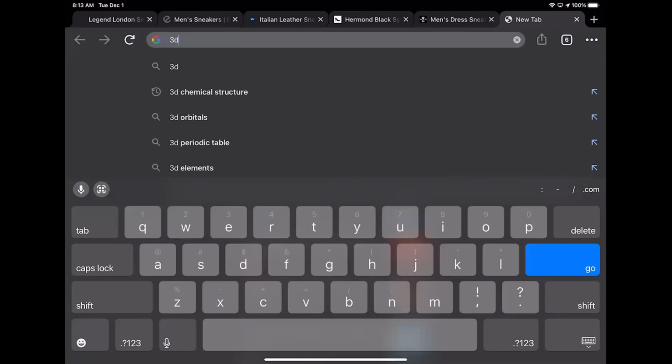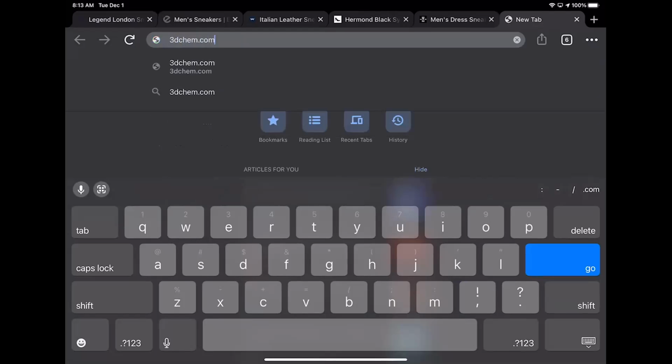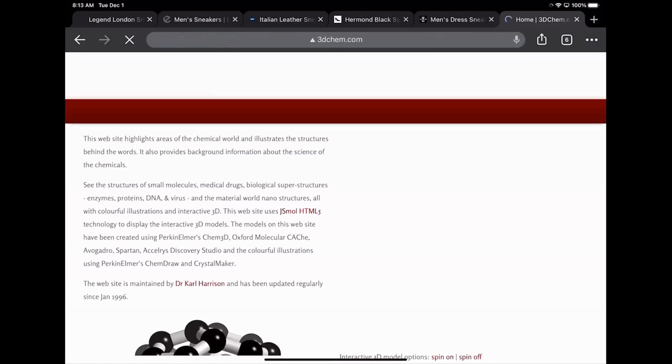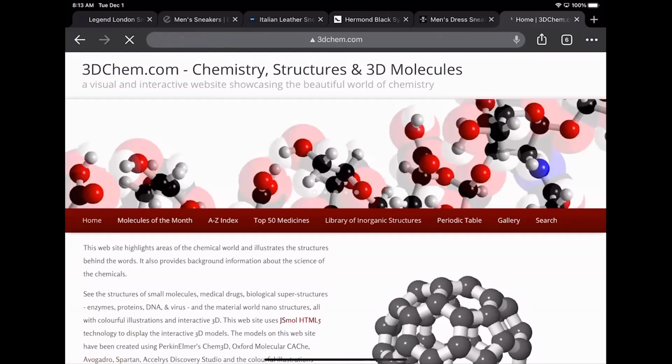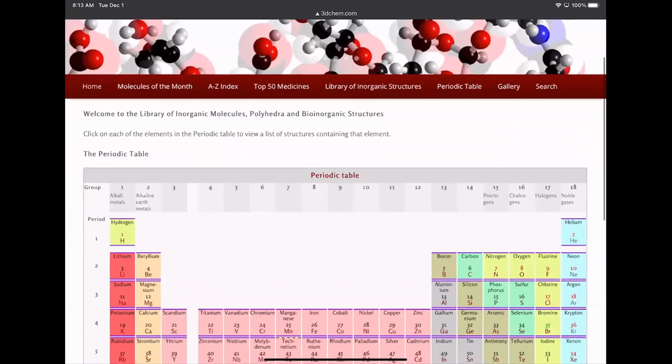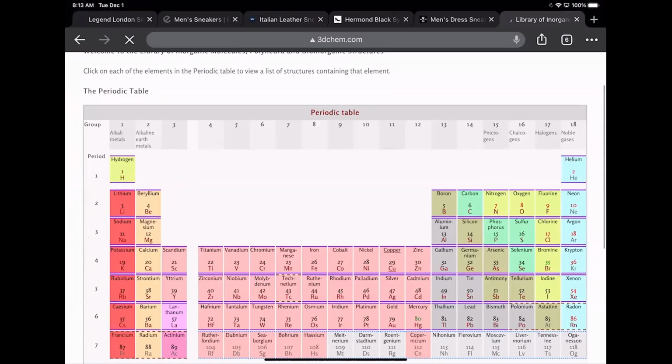3D chem.com. I don't know if it'll show up here, but let's see if it'll load. So, a library of inorganic structures. Let's look at copper.